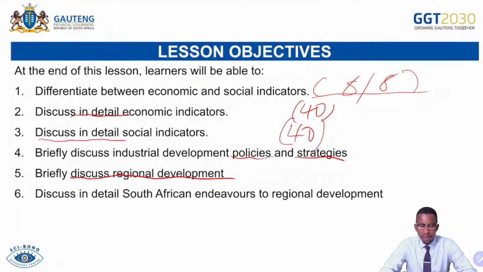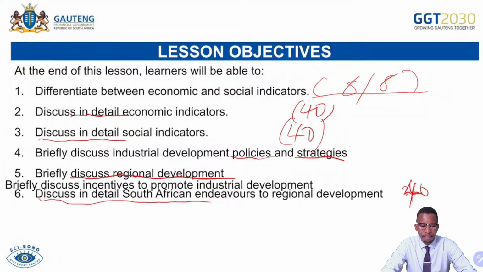Discuss in detail South African and overseas regional development. In this case, we are dealing with an essay, so this one will be 40 marks. Discuss in detail South African and overseas regional development. It's an essay that will be discussed also here.